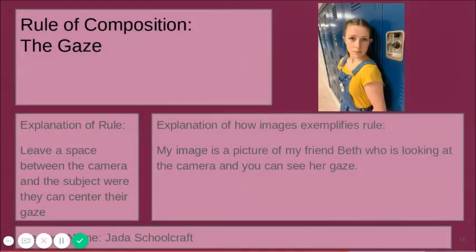The gaze leaves a space between the camera and the subject where they can center their gaze. My image is a picture of my friend Beth who is looking at the camera and you can tell where her gaze is.